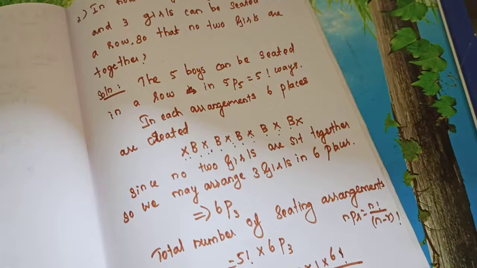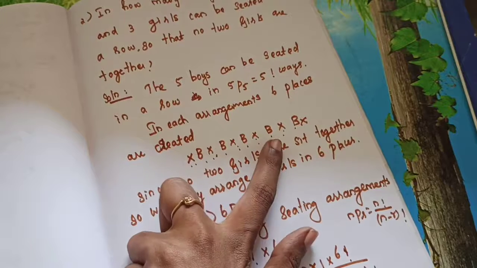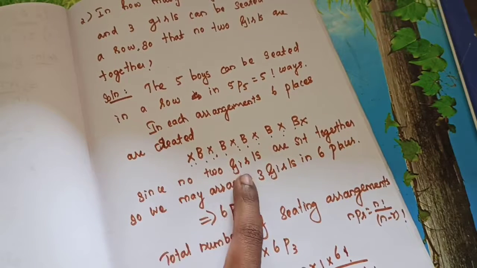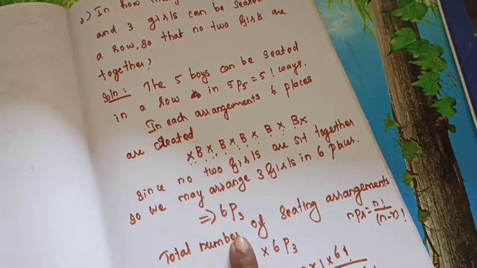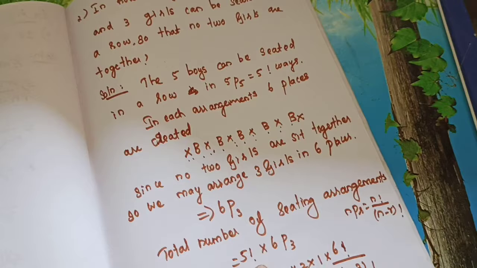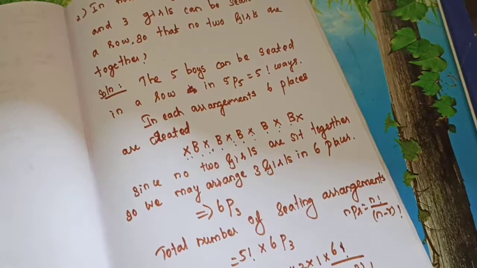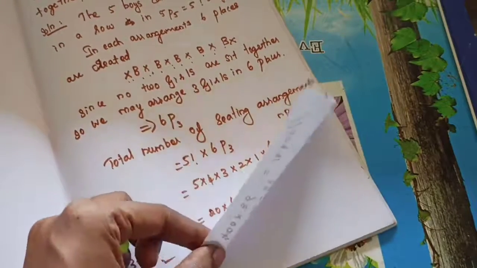Then in each arrangement 6 places are created. There I have created only 6 places and I have shown. So 2 girls won't sit together, in the sense in those 6 places 3 girls can be accommodated. So 6P3 ways. By the fundamental theorem of multiplication, how will you do? 5 factorial into 6P3. I have simplified and I got the answer as 14400. Have you got it? Okay, let's move to the next question.